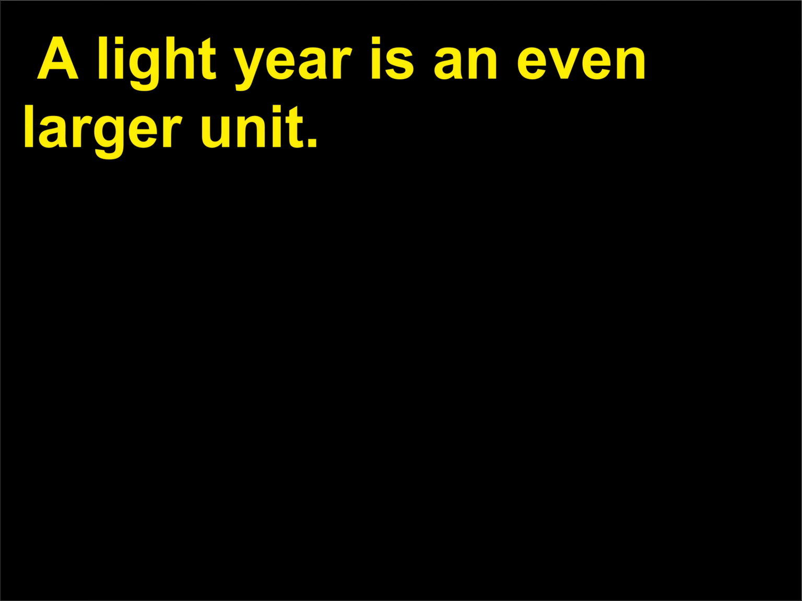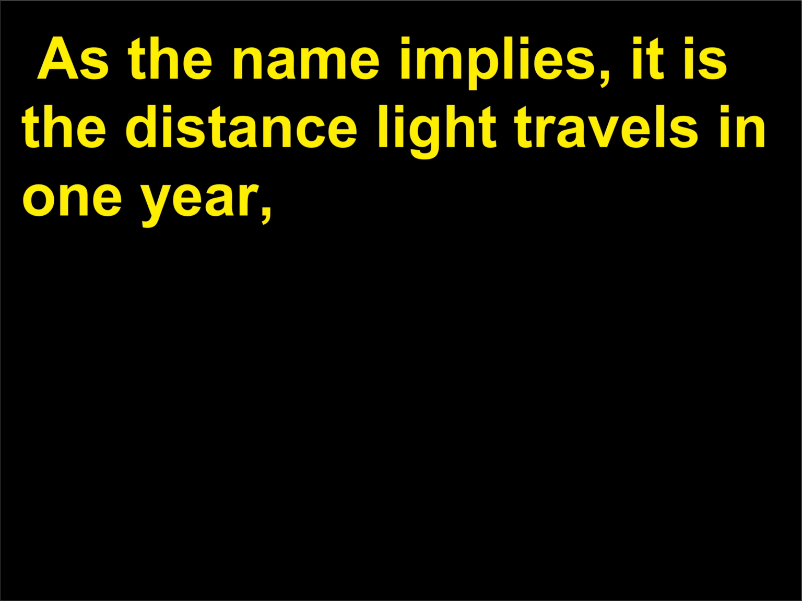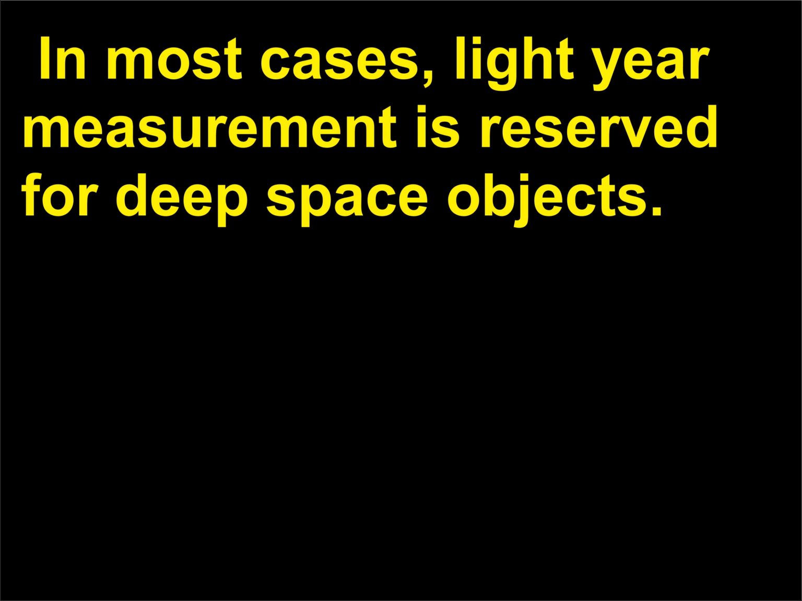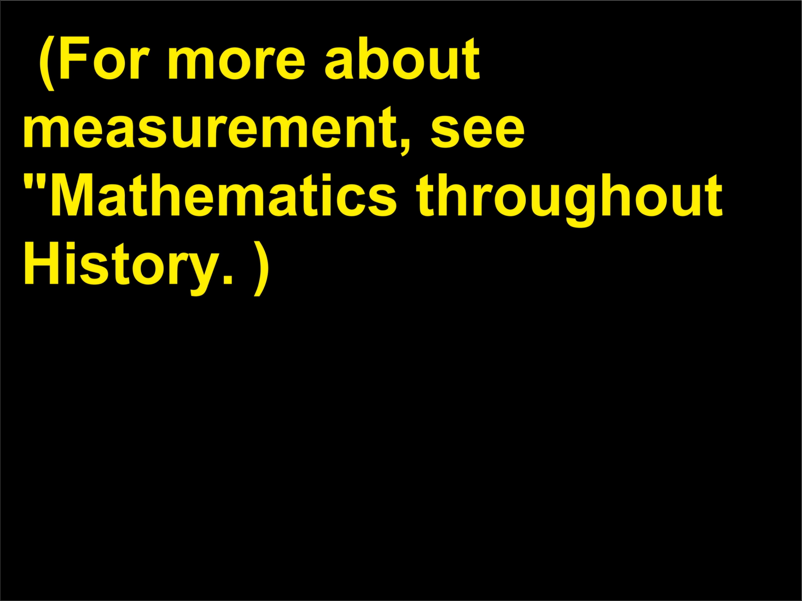A light year is an even larger unit. As the name implies, it is the distance light travels in one year, or about 5.88 trillion miles, 9.46 trillion kilometers. In most cases, light year measurement is reserved for deep space objects. For more about measurement, see Mathematics Throughout History.